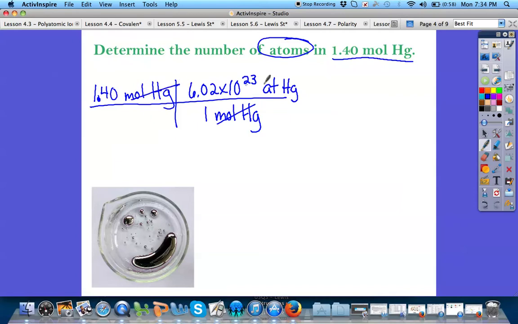So we're going to cancel out our moles of mercury. 1.40 times 6.02 times 10 to the 23rd is going to give us 8.42 times 10 to the 23rd atoms of mercury.